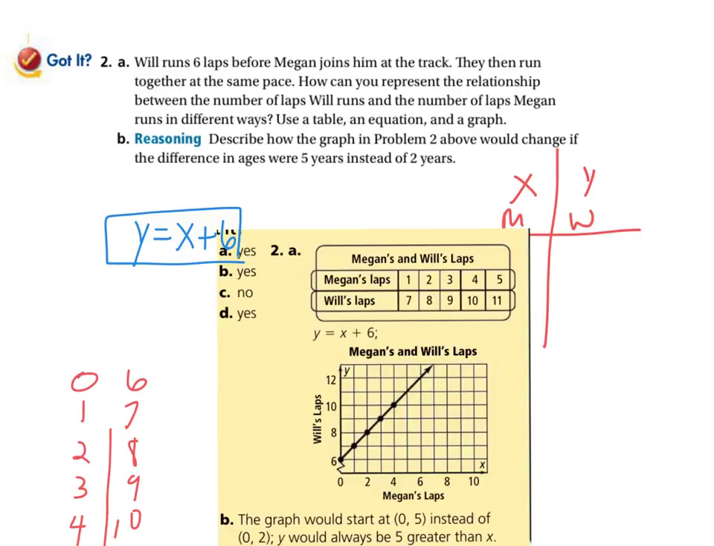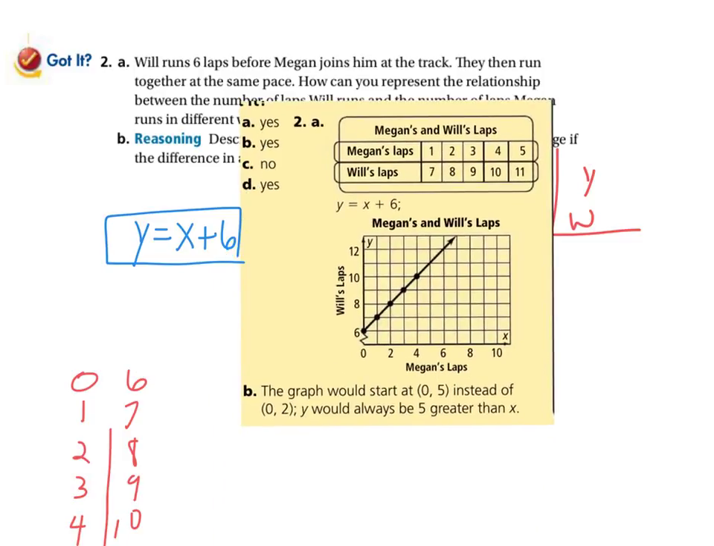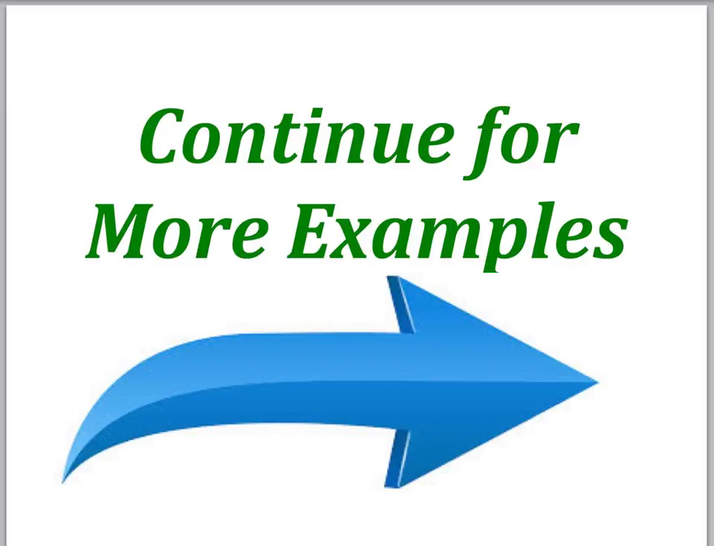Describe how the graph in problem 2 above would change if the difference in ages were 5 years instead of 2 years. That takes us back to the other one. The beginning point of the graph, so this takes us back to the example we did before. The beginning point of that graph would instead have been at (0, 5) instead of (0, 2) because it's 5 years older. That's the only difference that you would see. So go ahead and keep watching for another example from me.